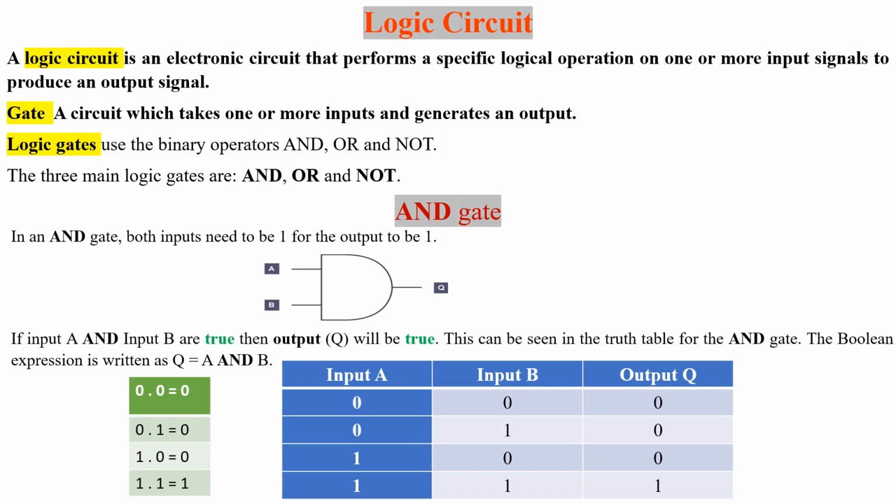Now, let's learn about AND gate. In an AND gate, both inputs need to be 1 for the output to be 1. This is the picture of AND gate. If input A and input B are true, then output Q will be true. This can be seen in the truth table for the AND gate. The Boolean expression is written as Q equals A and B.